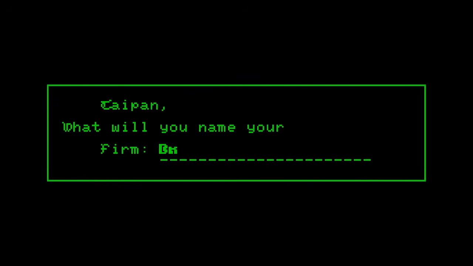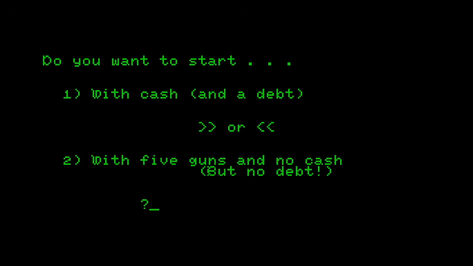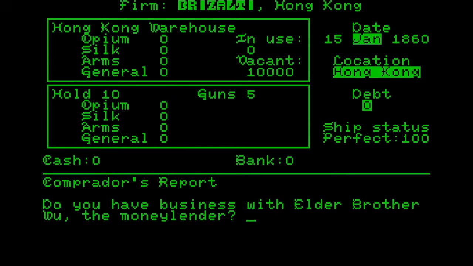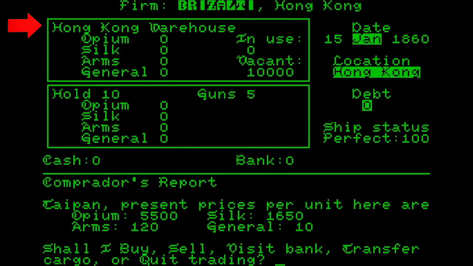When starting the game, you name your trading firm and choose between starting with cash and debt or 5 guns and no debt. I always go for the guns. That way I can fight pirates right away and make some quick money. At the top you've got your warehouse for storing extra goods. Below that is your ship, which at this point can carry 10 items. Right now it's empty, but I've got 5 guns and no cash. Opium looks cheap, but I can't afford anything, so it's time to hit the sea and pick a fight.